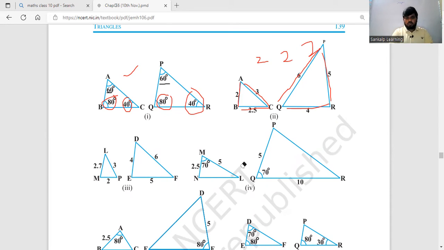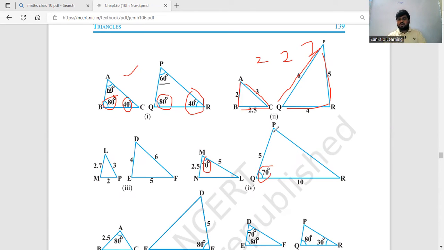Okay, coming to the fourth one. In the fourth one, if you observe, there is one angle given, which means we have to make use of SAS. So, one angle is given, 70 equals 70. The sides containing the angle are 5 and 2.5 in triangle MNL. In triangle PQR, it is 5 and 10. If you take the ratios, definitely it will be equal.